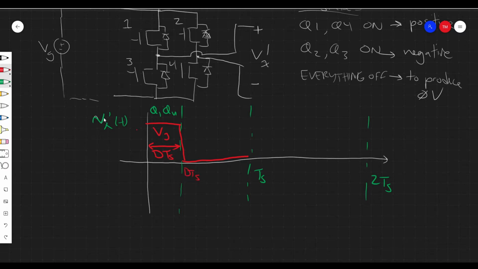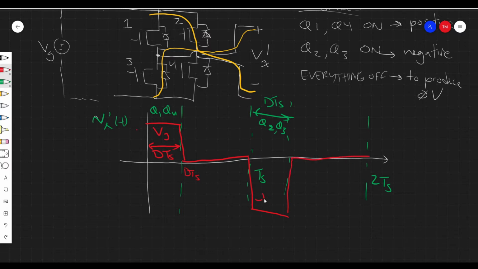Say that here, DTS. And then we're going to do the same thing in the second half, except here, for this first portion, again, this length is going to be DTS. Q2 and Q3 are going to conduct. So when Q2 conducts, that connects the bottom node to VG, and the positive node is going to connect to ground. So basically we invert the voltage. It's an inverter. So we invert the voltage and we get negative VG here. And then again, we turn everything off to achieve a 0 state. So we have minus VG that's on for DTS, and we have VG that's on for DTS. And all the other portions of time are 0.